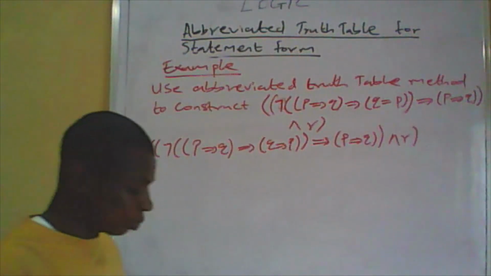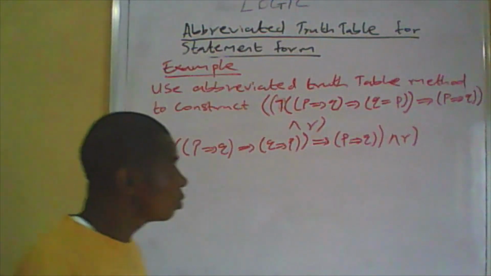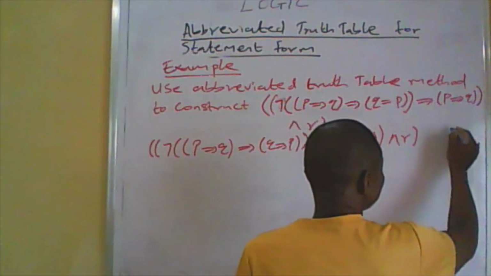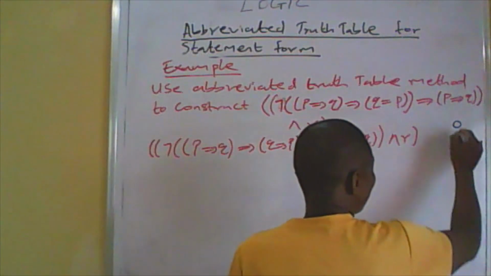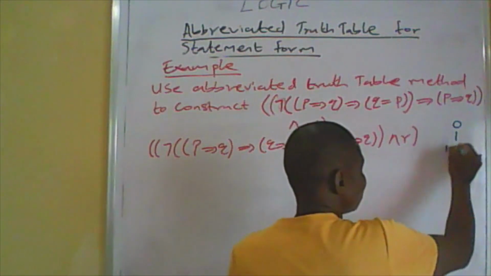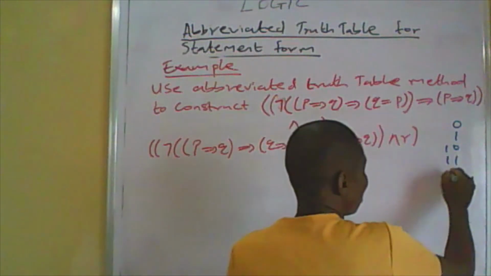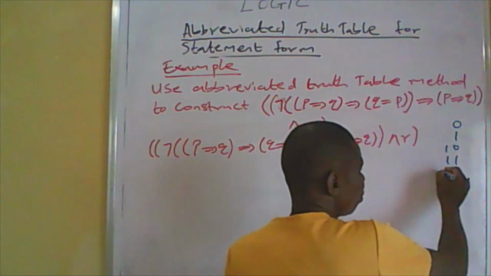So we are going to have 0, we have 1, we have 10, we have 11, and after 11, then we have 100.